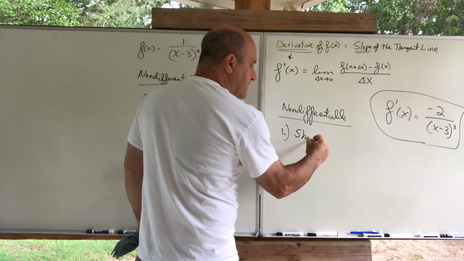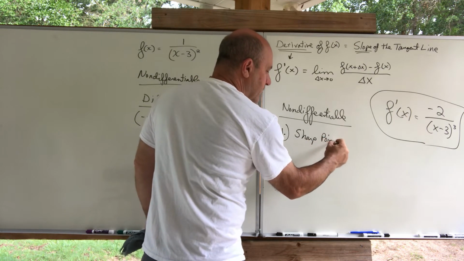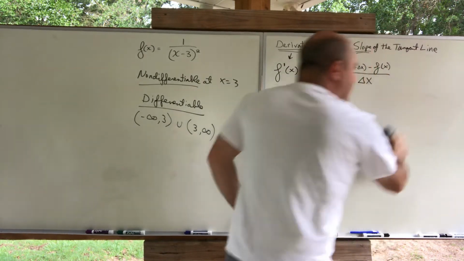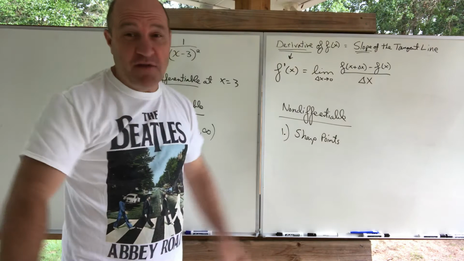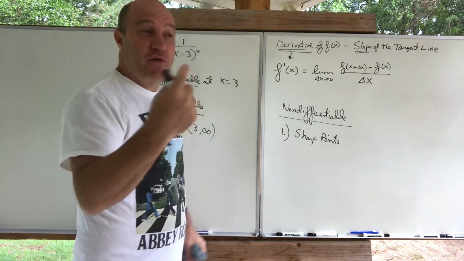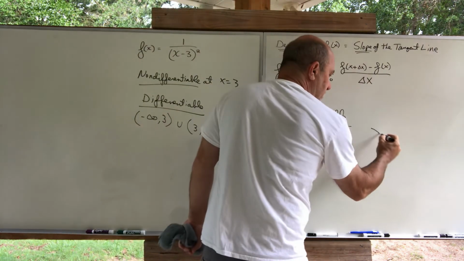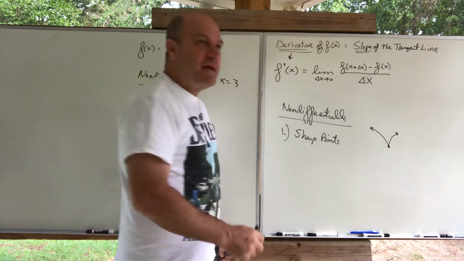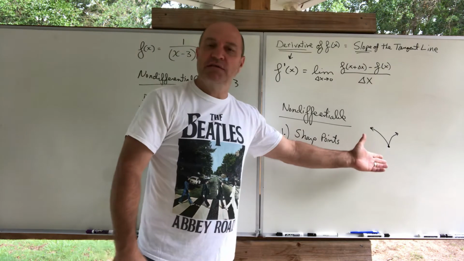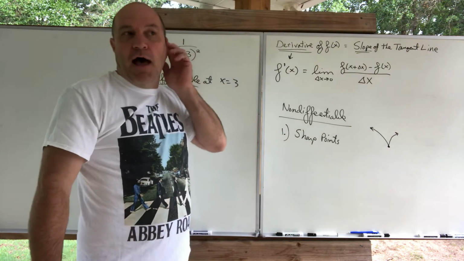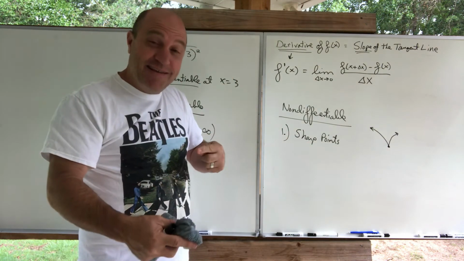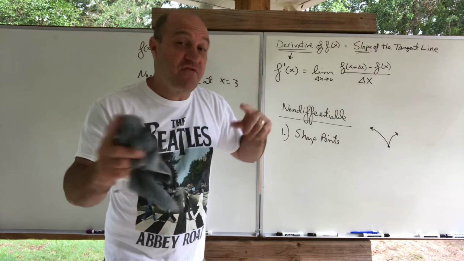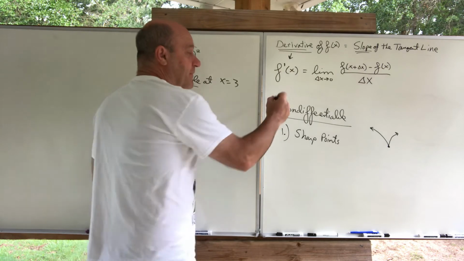Sharp points. So if the function has a sharp point, it'll show up in the derivative as being undefined. It's probably not undefined in the original function. A sharp point could look like this. Look, that point exists in the original function. It's not undefined. But it will show up as undefined in the derivative, and therefore you'll know that the derivative is undefined, and therefore the function is non-differentiable.